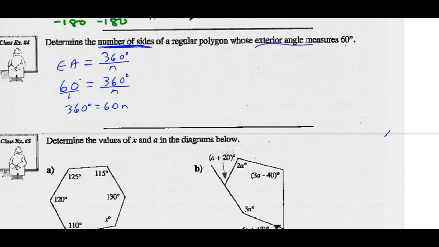And I now divide both sides by 60 to solve for n. So 360 divided by 60 is 6. And 60 divided by 60 is 1, so we're left with 1n. So in this case, a 6-sided polygon has an exterior angle measure of 60 degrees.